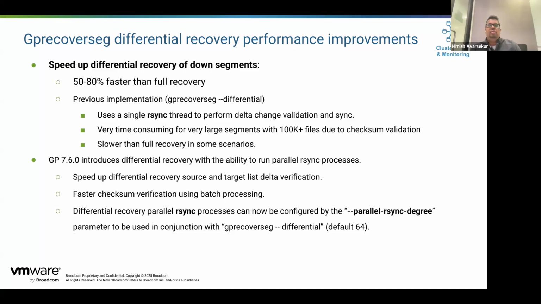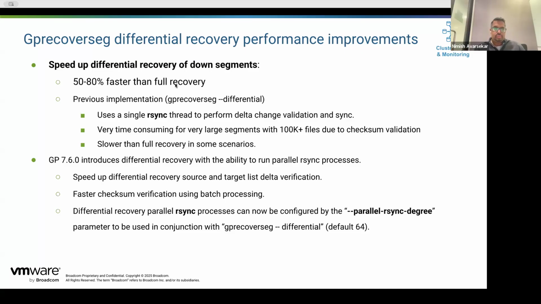One is incremental, which just performs delta changes. The next is full recovery, which is basically a lift and shift of the entire segment data directory. And you have an intermediate mode called differential recovery, which only moves the files that have changed between your primary and the mirror. So it is a faster way of performing recovery in case incremental recovery has failed for some reason.